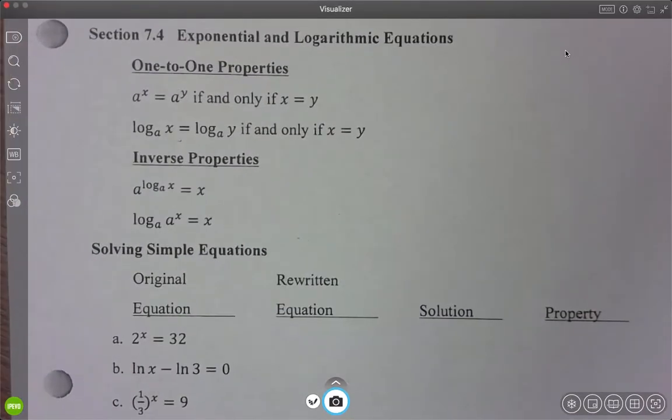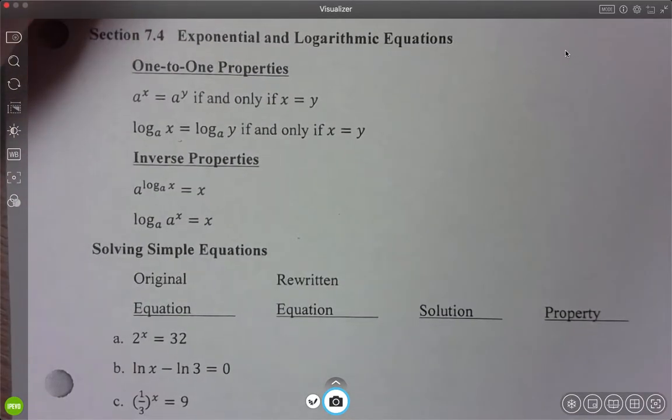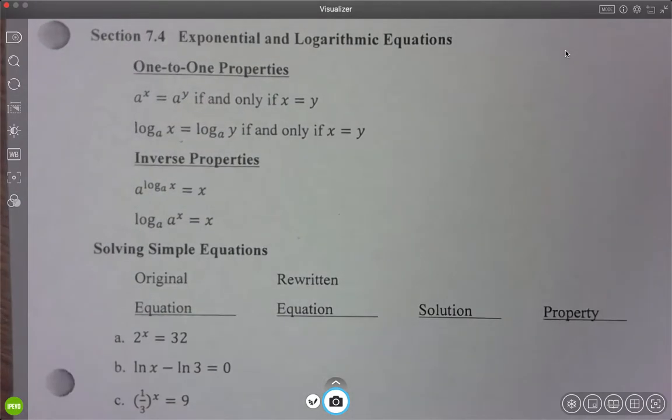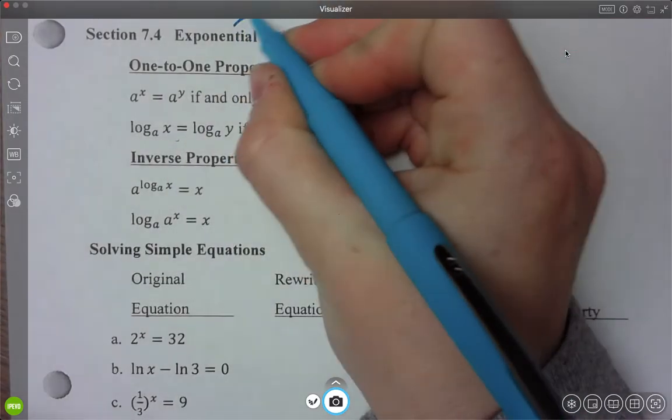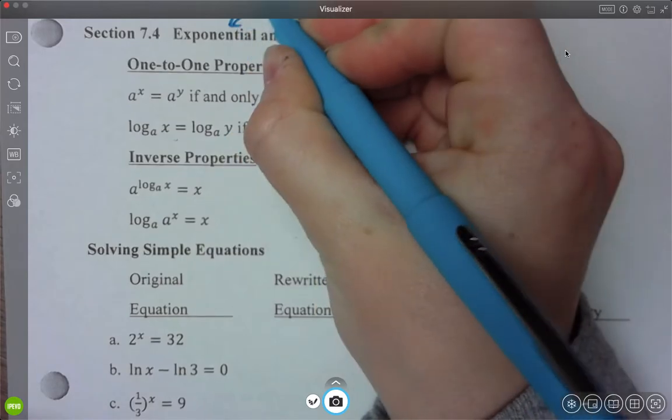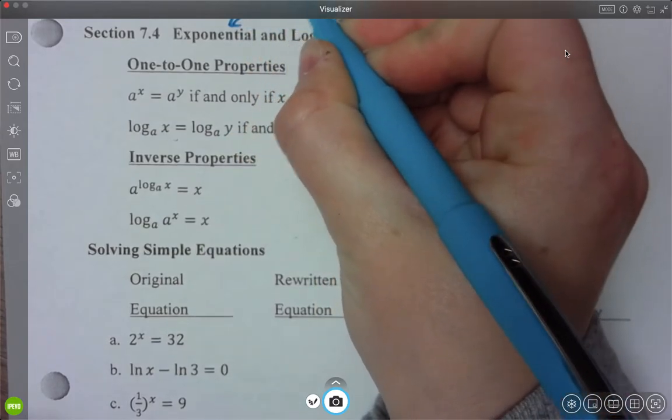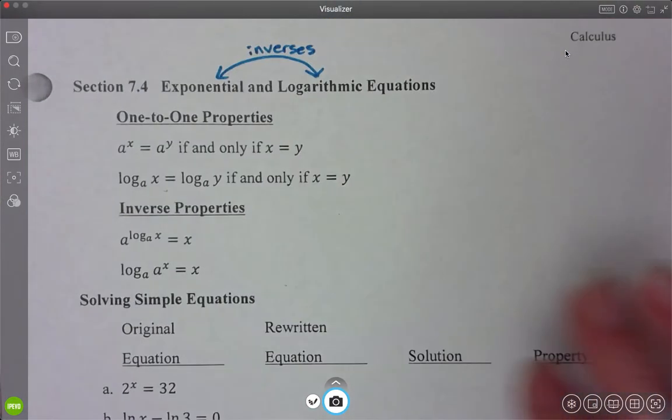All right, Calc kids, this is section 7.4. Now we are going to be solving exponential and log equations. And I mentioned in the last section that exponential and log functions are inverses of each other, which is basically like they undo one another.